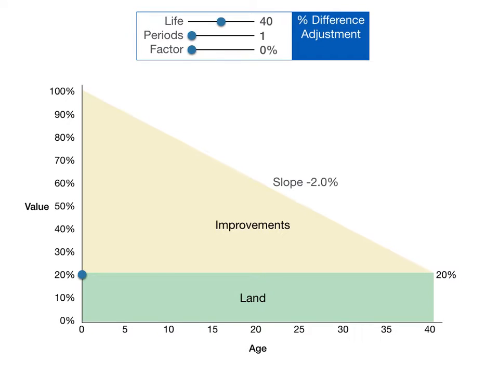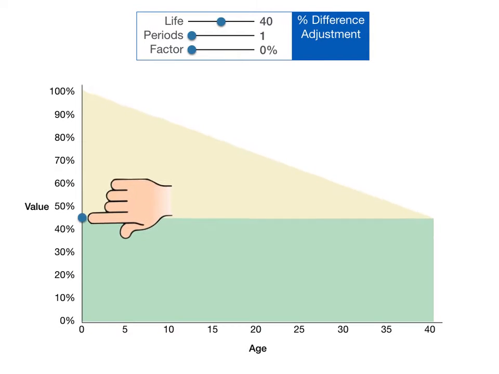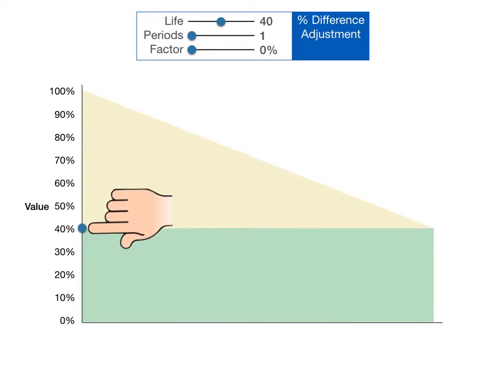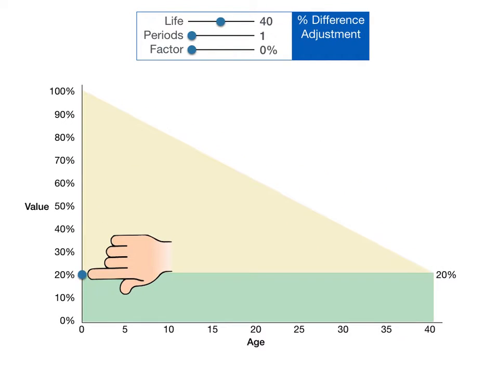To change the land value, you just point at that little button and move it up or down, and it'll recalculate the slope for you. Note that when you change the land value, the improvement depreciation rate also changes. We're back to a 2% slope.